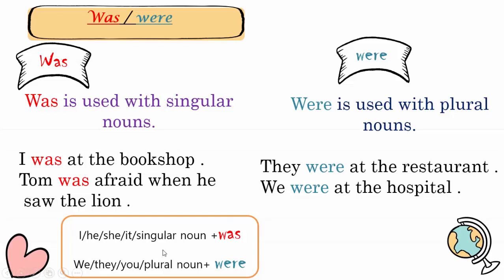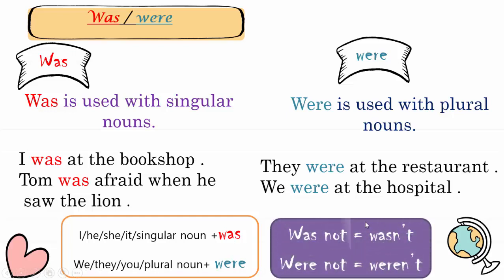I was, he was, she was, it was, and any singular noun, as we said, Tom was. We use were with plural nouns: we were, they were, you were, and any plural noun. So we are talking about the second form of verb to be, was and were. We use was with I, he, she, and it, and any singular noun, and we use were with we, they, you, and any plural noun.